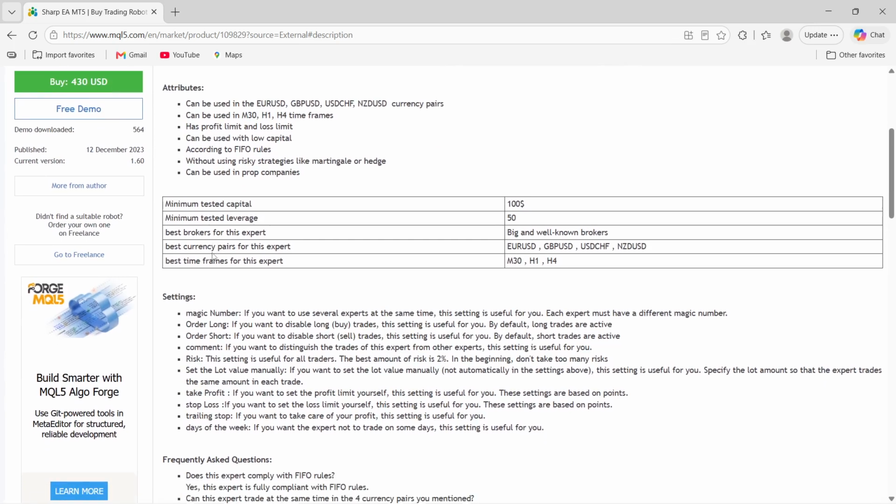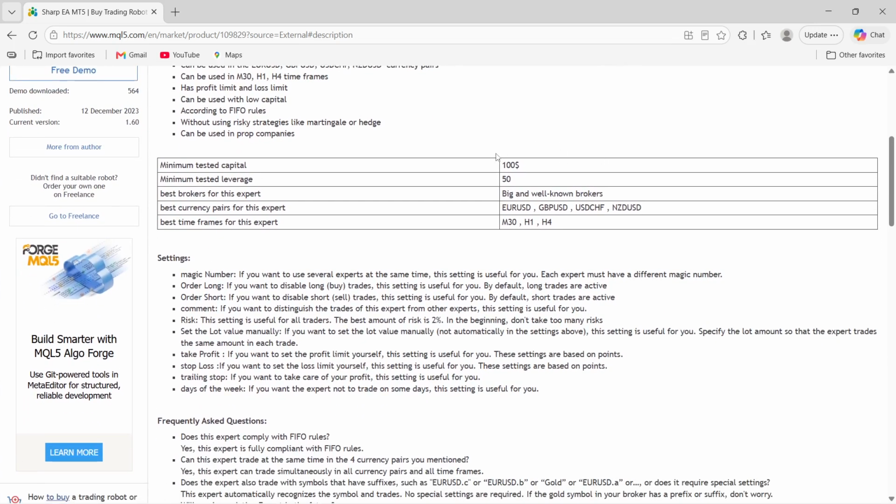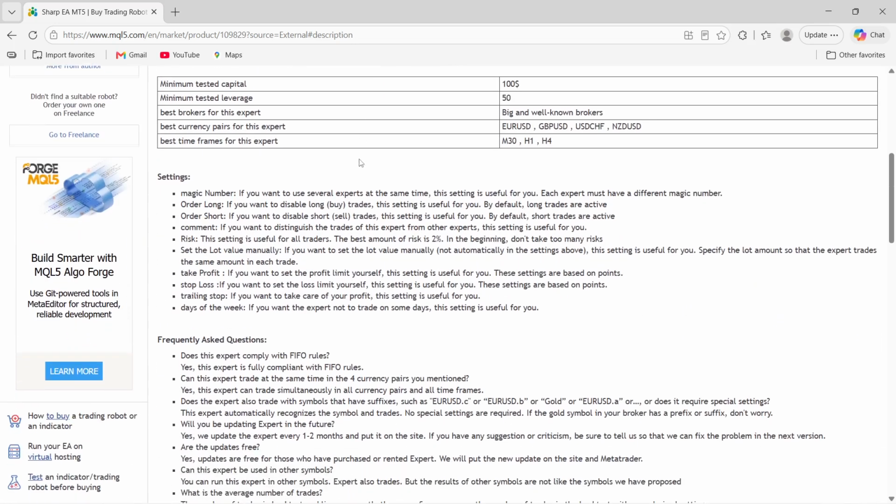All right, so you can see we have in this table here that the minimum tested capital was $100, minimum tested leverage 50. Best brokers for the expert, big and well-known brokers, and you can see the currency pair. So this is basically a summary of everything we've said so far.